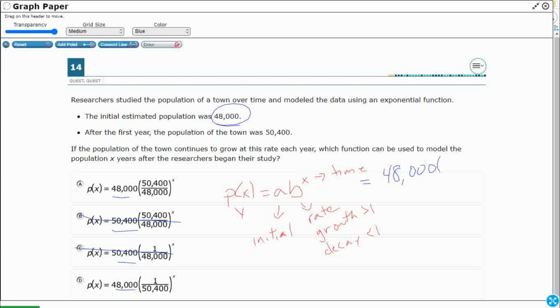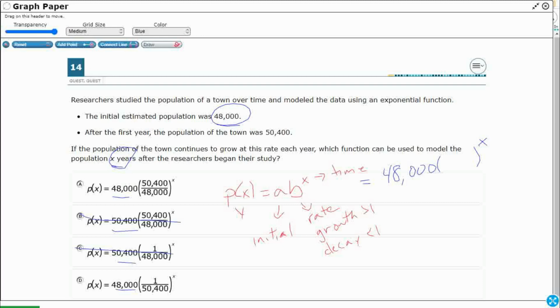I'm going to multiply it by the rate. Now the problem is they don't give us the rate. They do give us the x years, okay, so that's our time, but they don't give us the rate. Typically it's a percent, like 4%, 5%, but they do give us a clue. Take a look at this.